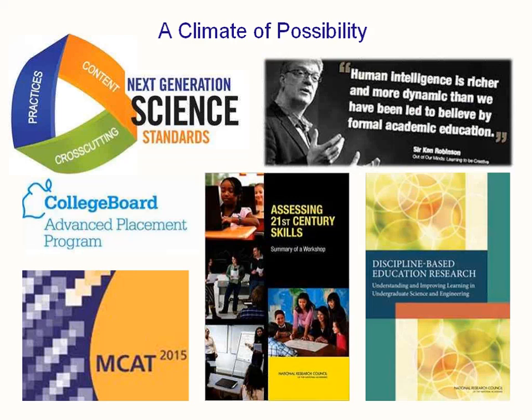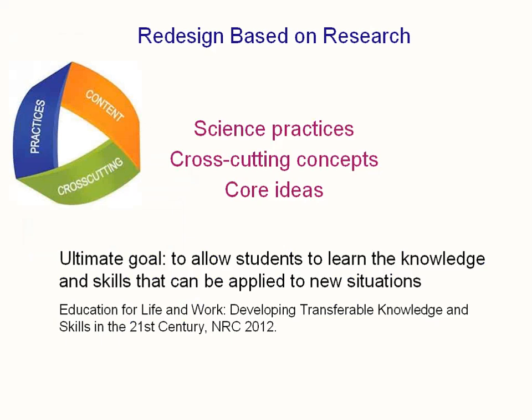And I have Ken Robinson up here again. Human intelligence is richer and more dynamic than we have been led to believe by formal education. We now know from neuroscience that everybody can learn, that the brain is malleable. It's not a fixed intelligence, as many of our students have been led to believe when they get into our classroom.